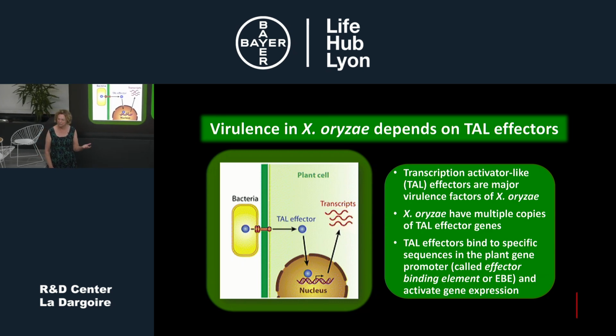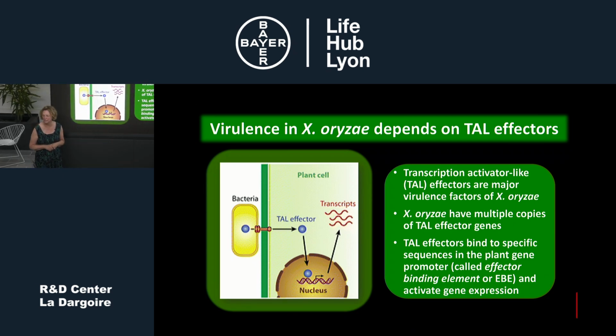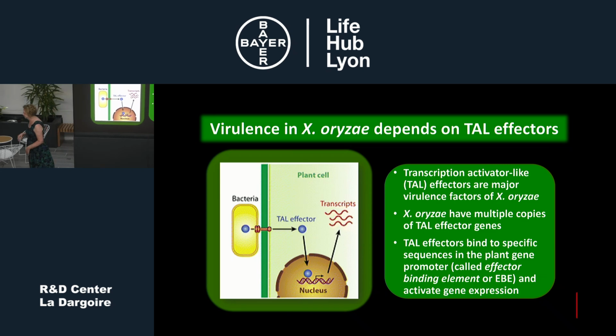So a bacterial effector gets into the plant cell, moves into the nucleus, and activates expression of a host gene, which is really exciting and interesting. That spot where it binds is called an effector binding element. And it's similar to a cis-regulatory element, but they are very specific sequences in the promoter.